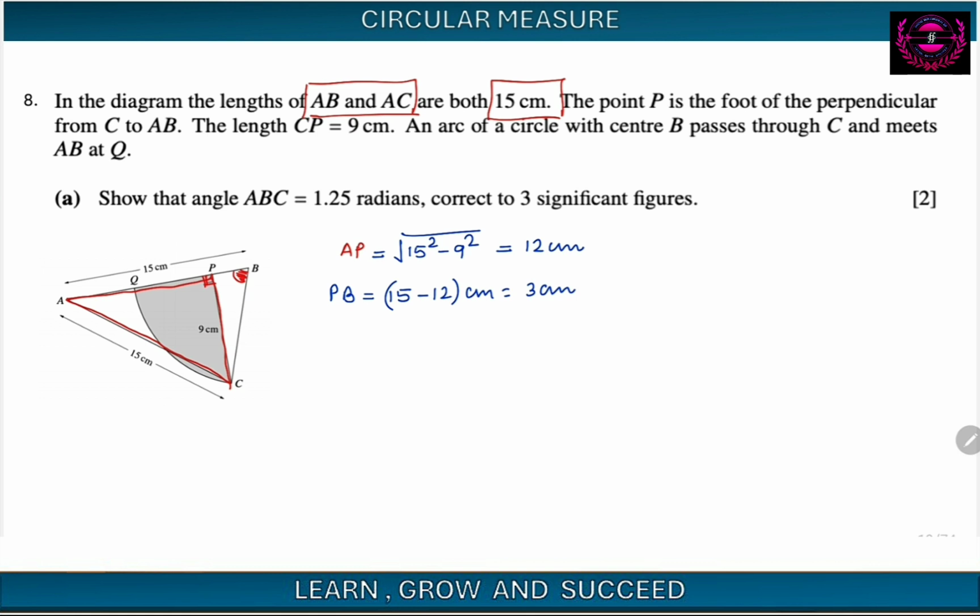Also, we know triangle CPB is also a right angle triangle. Therefore, tan of B is equal to 9 upon 3, which is 3. This implies angle B equals tan inverse 3, which is 1.25 radians.